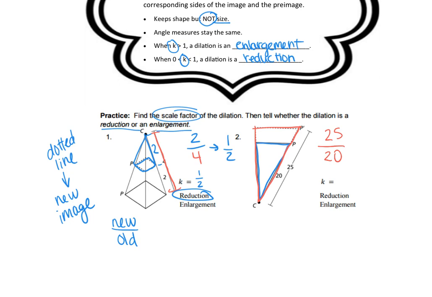Again, we want to reduce if possible. Both of those numbers can be divided by 5. So 25 divided by 5 is 5, and 20 divided by 5 is 4. So our scale factor here is 5 over 4. Now this is a fraction, so don't get confused. It is not a fraction between 0 and 1. It's bigger than 1, so that means it's going to be an enlargement. So this picture is getting bigger.